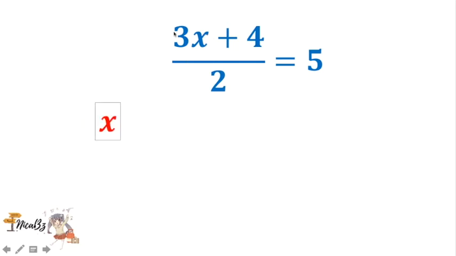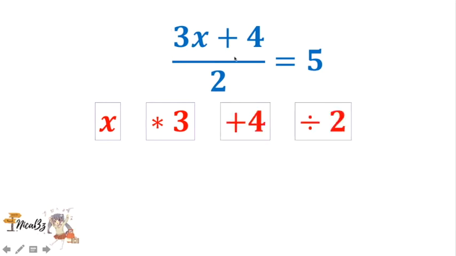So we start with x, and as you can see here, it's actually multiplied by 3. And then after this expression, we added 4. And then the whole expression on top is now divided by 2. And the goal is to get a 5. And for us to do this faster, we just need to reverse the process.